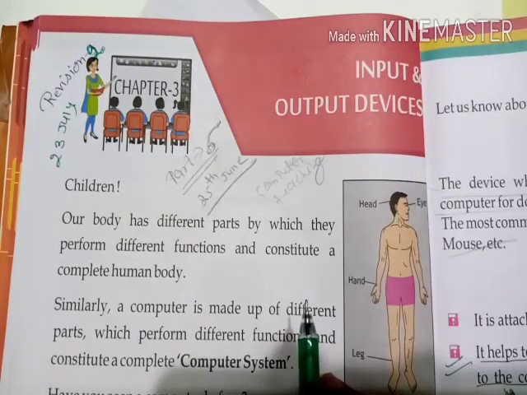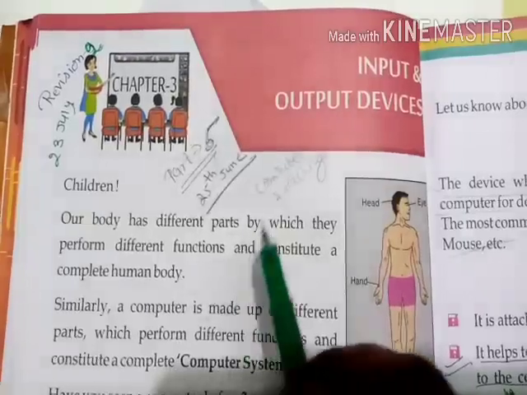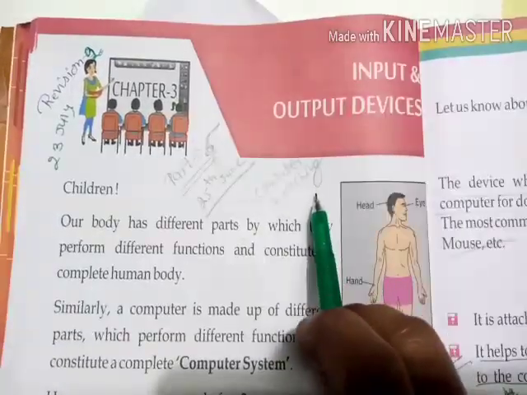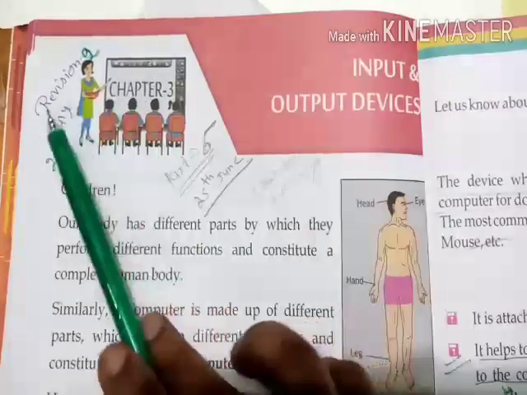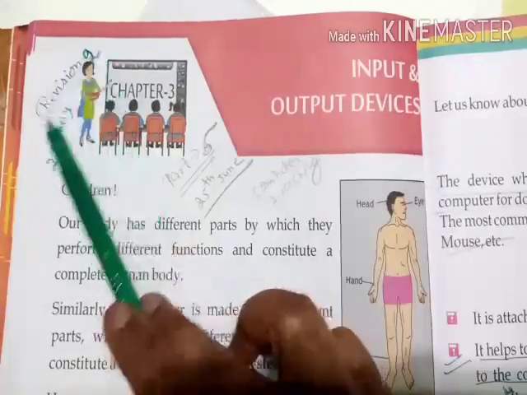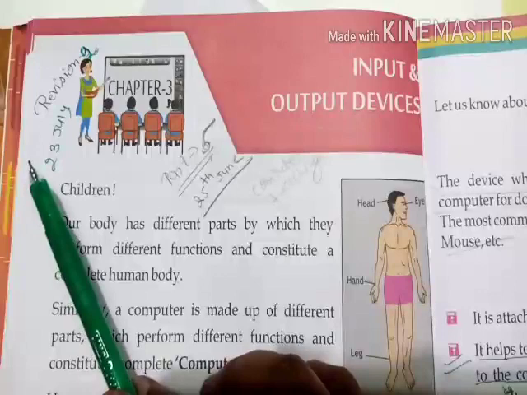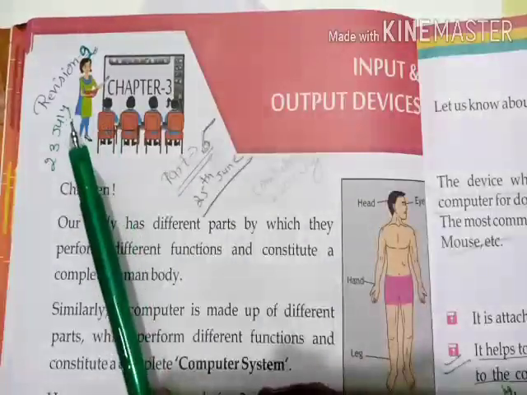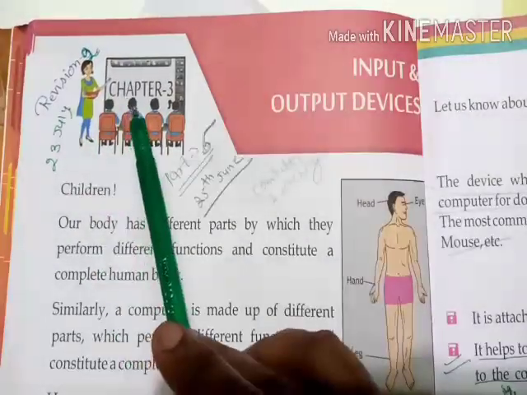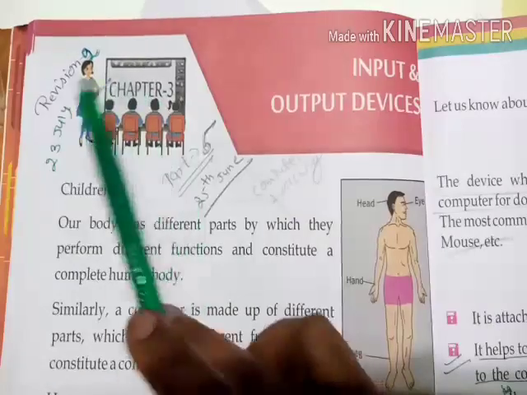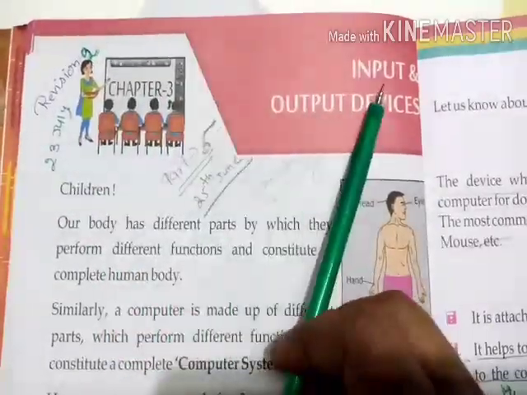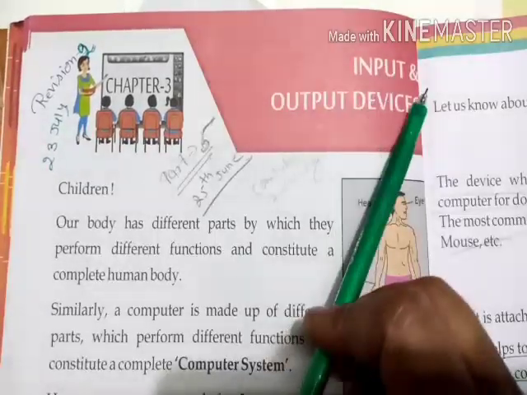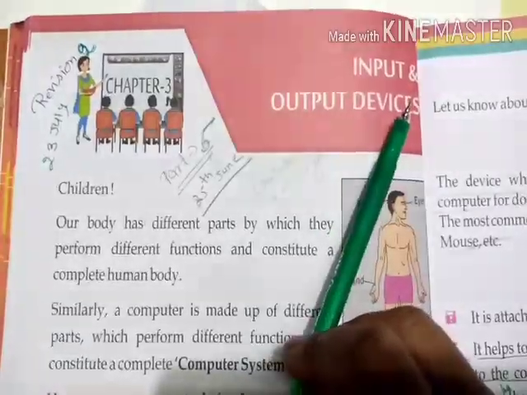Now we are doing revision, so just open your book, page number 16. It is your lesson number 3. It is our second revision. In revision 1 we revised lesson number 2, and this is our lesson number 3 revision, and I have written here revision 2. The name of this chapter is input and output devices.